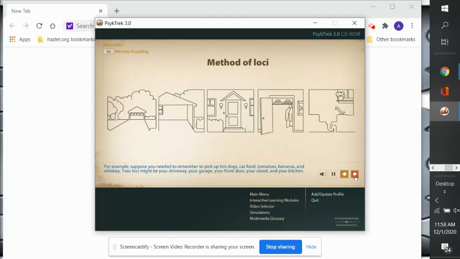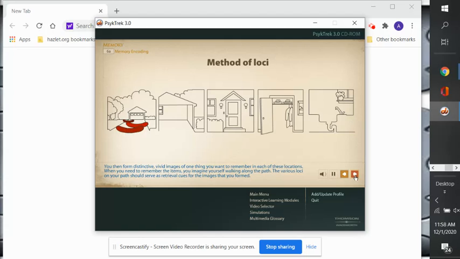if you were trying to remember to pick up hot dogs or cat food, tomatoes, bananas, and whiskey, your loci might be your driveway, your garage, your front door, your closet, and your kitchen. So, in a sense, what you're doing in order to remember those individual items is you're associating each of those individual items with a different part of your house.